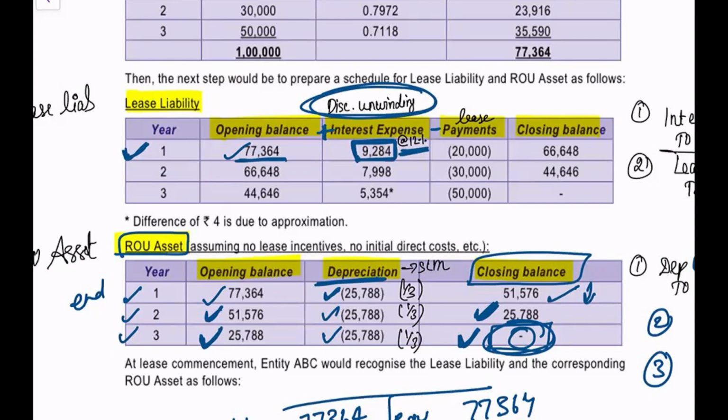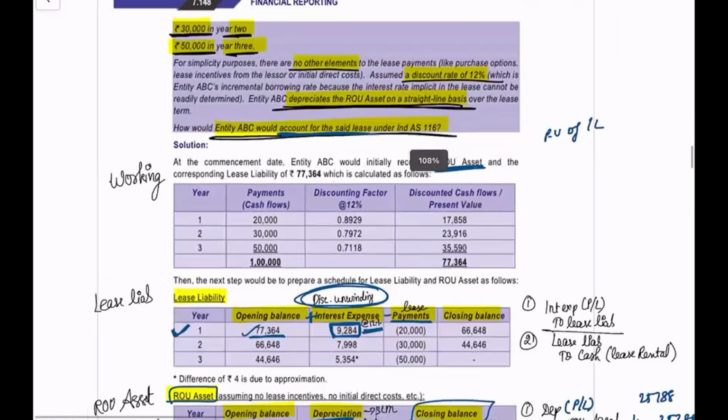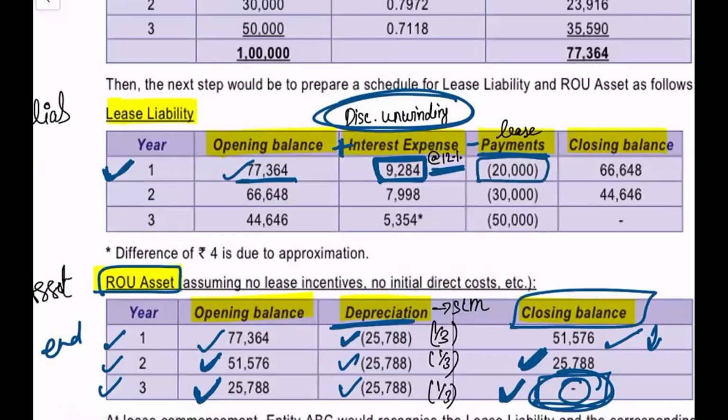So that is going to be your interest expense for the first year, minus any lease payments. Lease payment, how much have you made? You have made a lease payment of around 20,000. So minus 20,000 of lease payment you made in year 1, you will come to your closing balance, which is 66,648. This will be your opening balance of year 2. So 66,648. Again, you have to unwind the interest at 12%. So plus 12% will be 7,998, minus the lease payment in year 2, which is 30,000. You will come to the closing balance of year 2, which is 44,646.